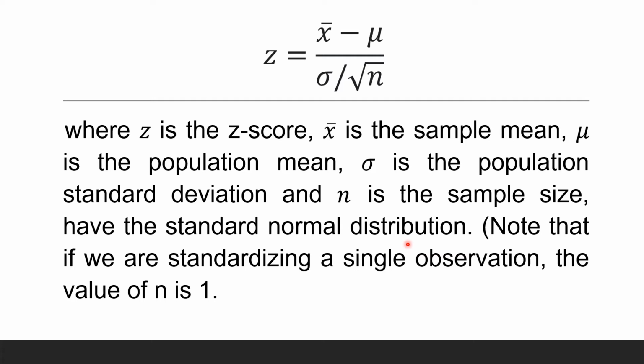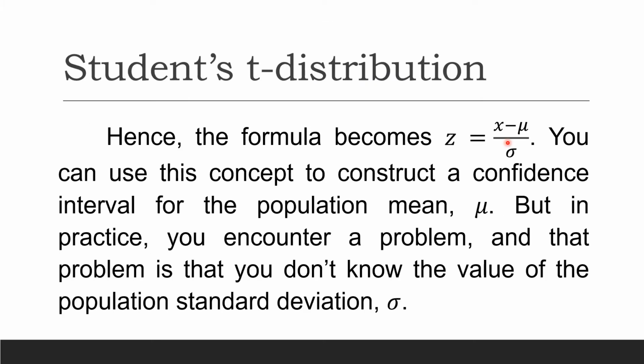And we must take note that if we are standardizing a single observation, meaning the value of n is equal to 1, it will turn to this one: z equals the score minus the population mean divided by the standard deviation, since the value of n is equal to 1. You can use this concept to construct a confidence interval for the population mean, mu.